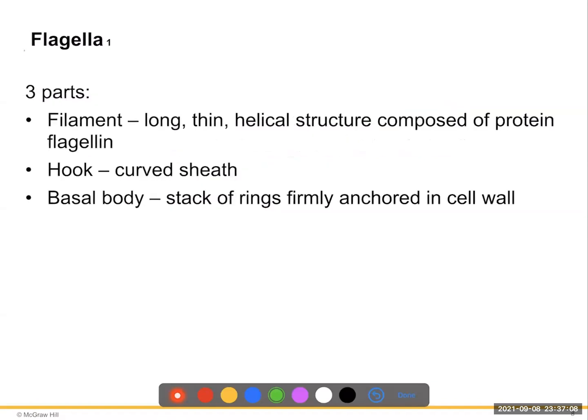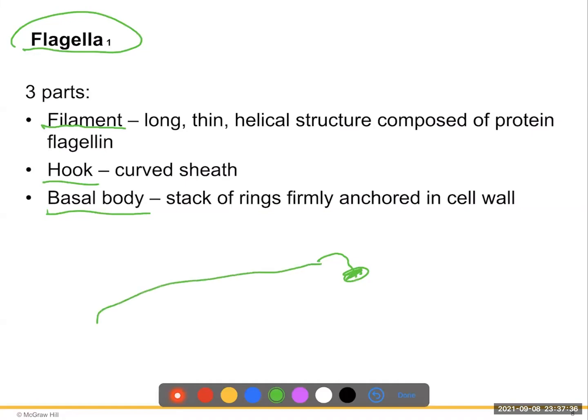The flagella, the fiber that sticks off the cell that gives us motion, has three parts. There's a filament, which is the long part. There's a hook and there's a basal body. The filament is a very long helical structure that's composed of the protein flagellin. That's most of the little tail there. The hook is the curved sheath that comes off the bacteria, and the basal body is where it attaches to the cell wall. And your filament comes off of that hook right there and extends out.